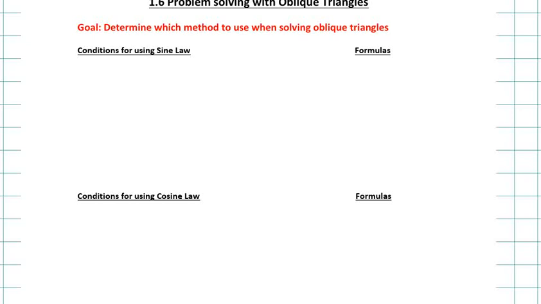Okay, so how do I know which formula to use? Let's start with sine law. When do I use sine law? What must I have? If we have two sides and one angle, we are using sine law. If we are looking for the angles, we are using sine A over A equals sine B over B. But if we are looking for the sides and we have two angles, we are using A over sine A equal to B over sine B.